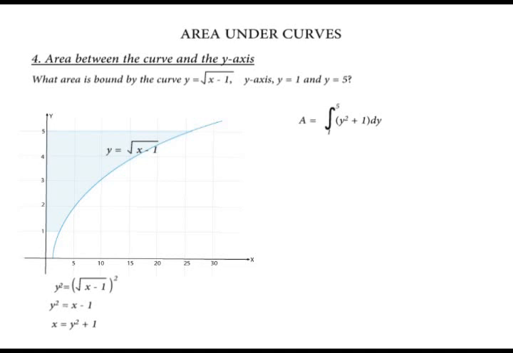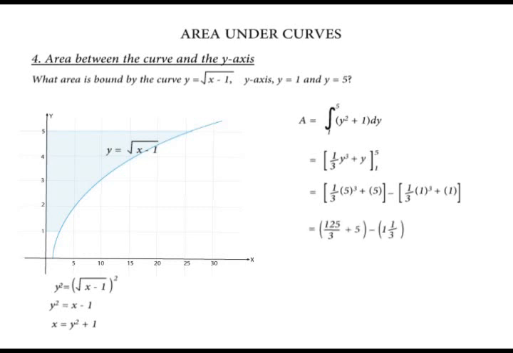If we integrate that, we get a third y cubed plus y, put the square brackets, and then put the limits 1 and 5. To find the integral values, we substitute in the upper limit and the lower limit into the integral and then subtract them. So we have a third times 5 raised to power 3 plus 5 minus, now the lower substitution, a third times 1 cubed plus 1. That gives us 125 over 3 plus 5 minus 1 and 1 over 3. That is equal to 46 and 2/3 minus 1 and a third, giving us 45 and a third square units.